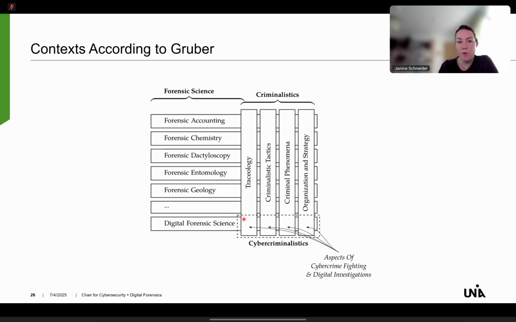And they have overlaps with the forensic sciences, and where the criminalistic aspects overlap with digital forensic sciences, there we have cyber criminalistics, or the aspects of cybercrime fighting and digital investigation. So what it basically tells you is that we have the overlap between criminalistics and forensic sciences, and this is what is called cybercriminalistics, and this is important for our digital investigations.